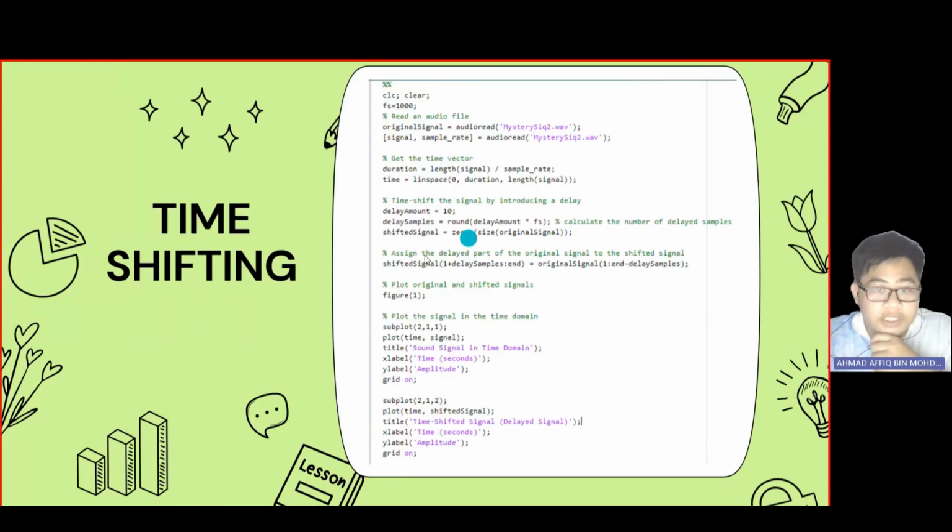Okay, for the third application, which is time shift. So, what is time shift? Time shifting in a signal wave refers to a process of delaying or advancing a signal in time. This can be achieved by introducing a phase shift to the signal. In a time shift signal, the entire waveform is shifted either to the right, which is delay, or to the left, which is advance, along the time axis. This manipulation is often used in signal processing and communication systems for purposes such as synchronization or alignment of signals. So you can see here a screenshot of my MATLAB code.